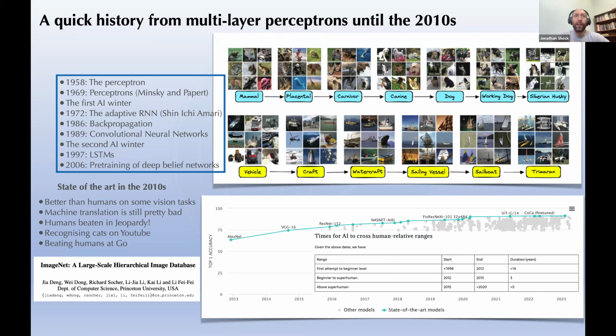We were at a time by this point that computational power was enough that you could actually train these neural networks to make predictions. And when you do this on ImageNet, it turns out to be incredibly powerful. You pass in images, and it can classify them in a hierarchical way: these are all mammals, these are placental mammals, carnivores, canines, dogs, working dogs, and it can actually tell you that these are Siberian Huskies and these are trimarans.